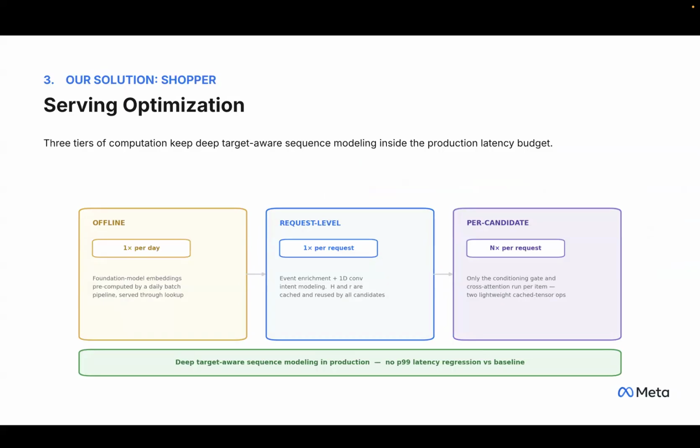Another thing I want to stress again is this serving optimization. Here we have three different spaces where we do the operations. First, the offline, where our foundation model is, and we can update the embeddings and semantic IDs on a daily basis. Second, the request level. At request level, for the user, we can already pre-compute all of the enriched sequence and the representation of the sequence. And finally, for each candidate, we have to do the target-aware attention.